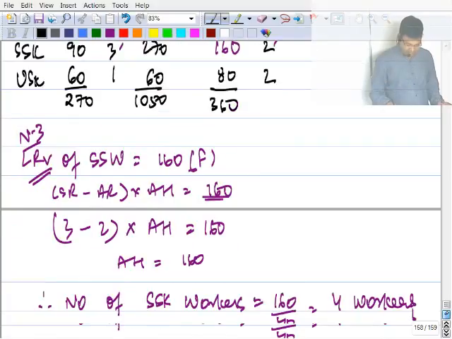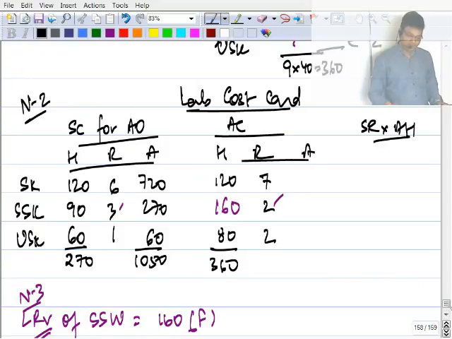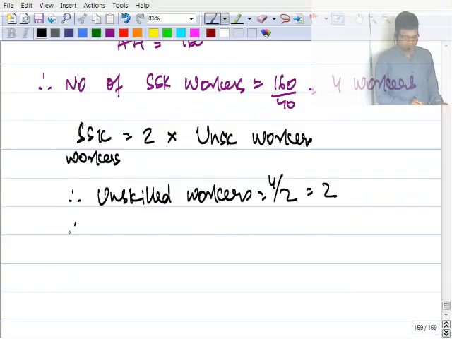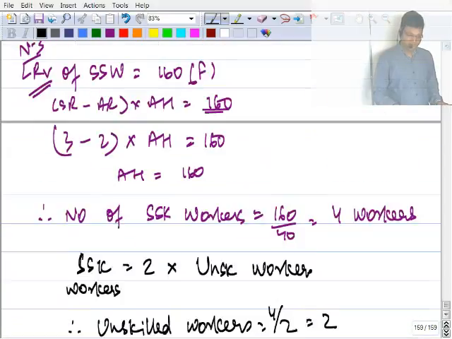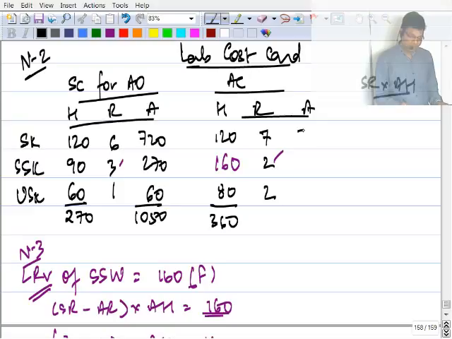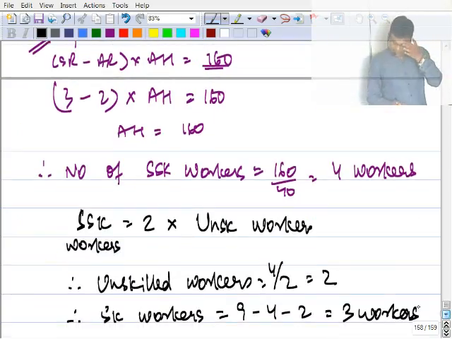So if we look at total workers, it is 9. Of 9, 4 and 2 make 6, so 3 remain. 3 will make 120, right? So you can state the balancing figure here as well as there. Therefore skilled workers are 9 minus 4 minus 2, which is equal to 3 workers. And based on these 3 workers, we can obviously complete our actual cost. So 120 into 7 is 840, 320, 160. Total is 1320. Standard rate into actual hours is 6 into 120, 3 into 160, 1 into 80. What is the total? 1280. So we can easily find all the variances now.